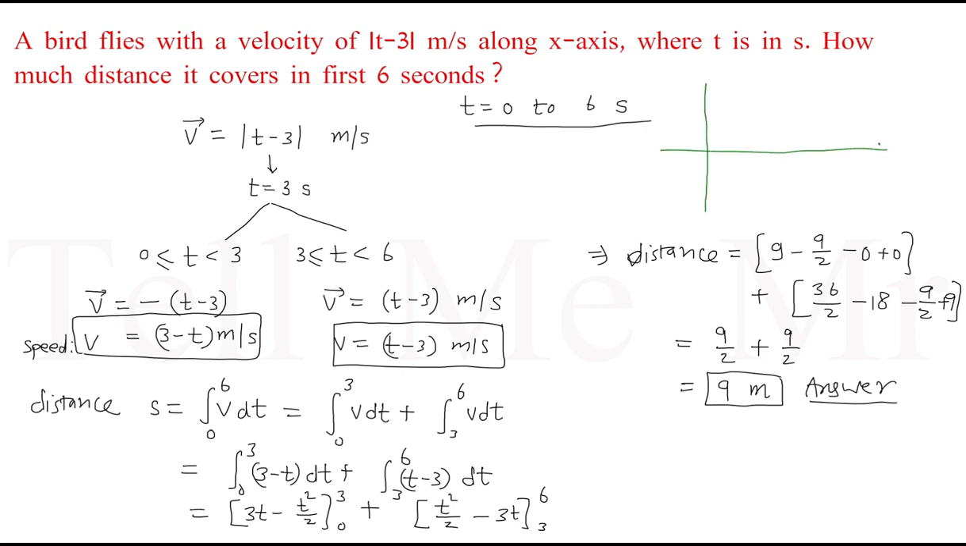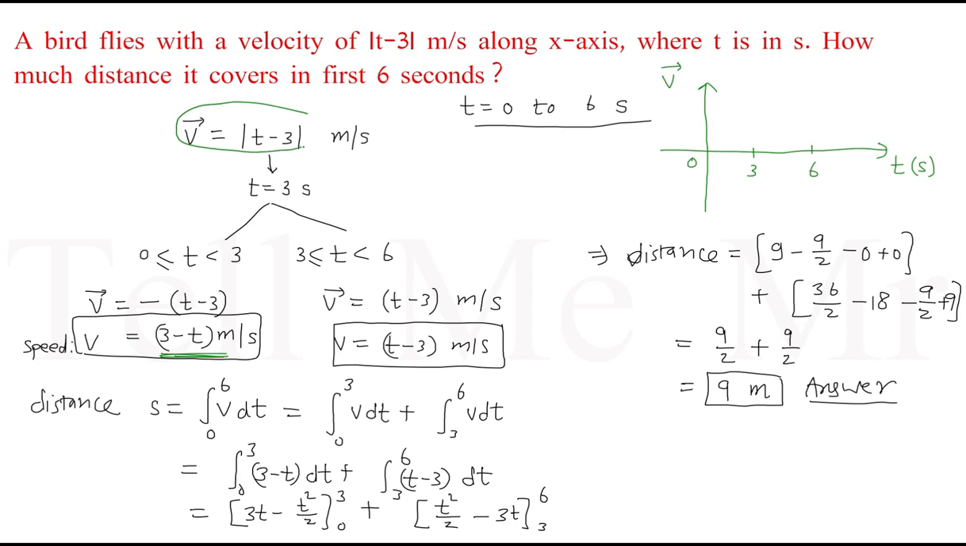So suppose here we have the y-axis and this is your x-axis. On the x-axis we are going to take time in seconds, and on the y-axis, because velocity is given here, we will take velocity. As we saw, before t equal to 3 seconds the velocity is 3 minus t, and after t equal to 3 it is t minus 3. So let us see, it is 0, it is 3, and say this is 6 seconds. From 0 to 3 the velocity is 3 minus t.